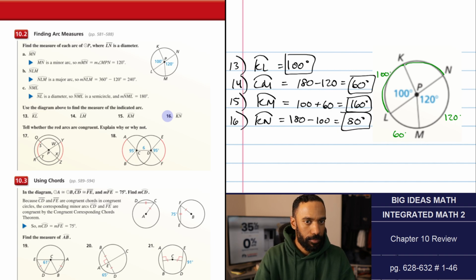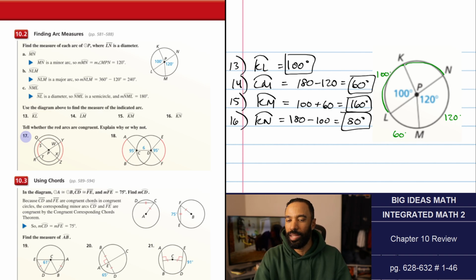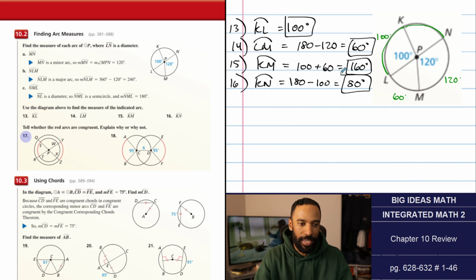Okay, that's 13 through 16. Let's have new diagrams. 17. Tell whether the red arcs are congruent. Explain why or why not.